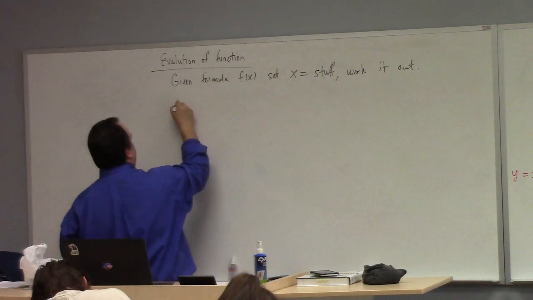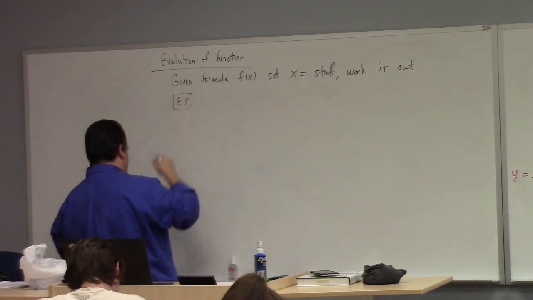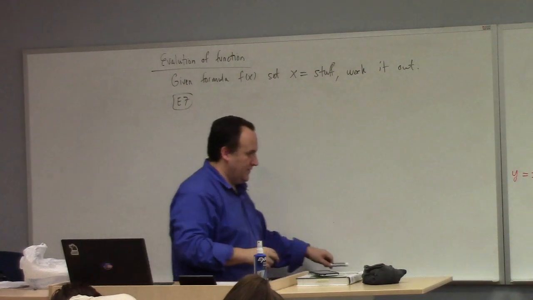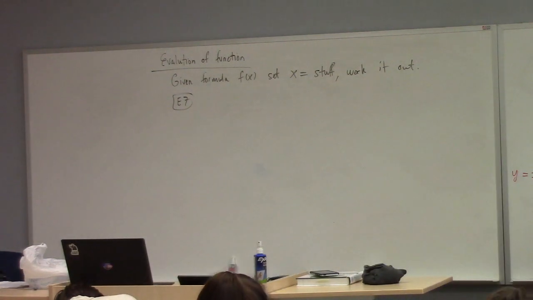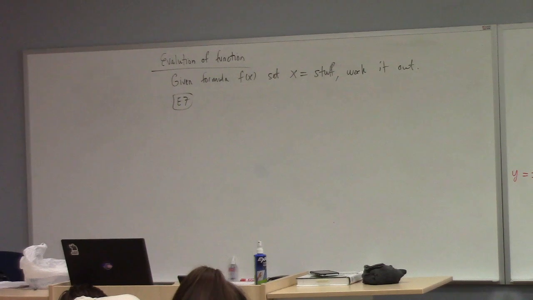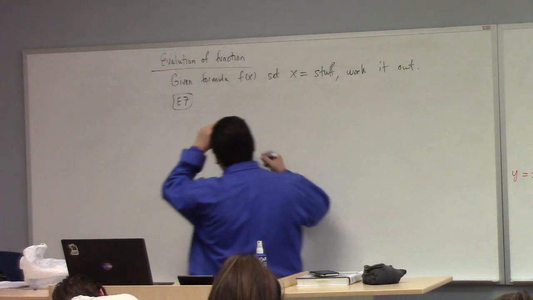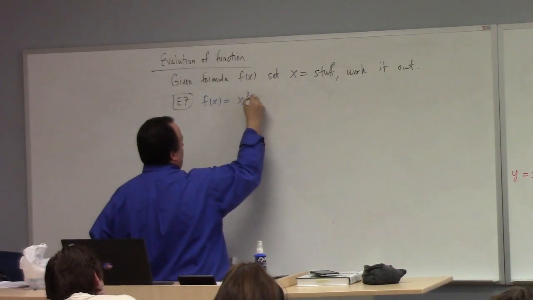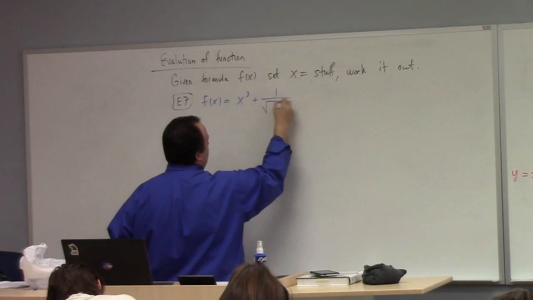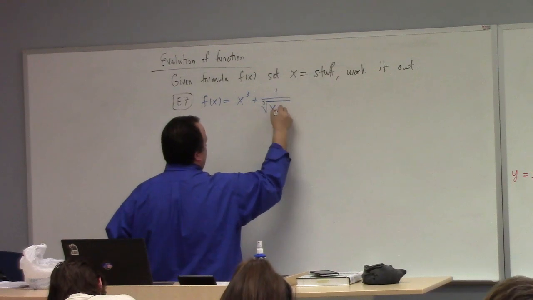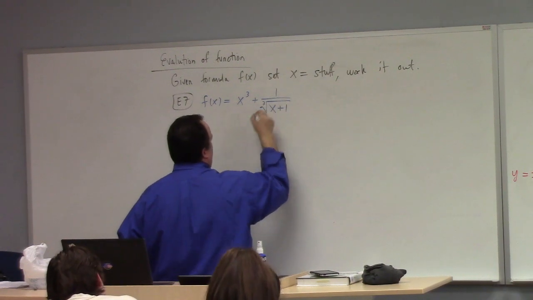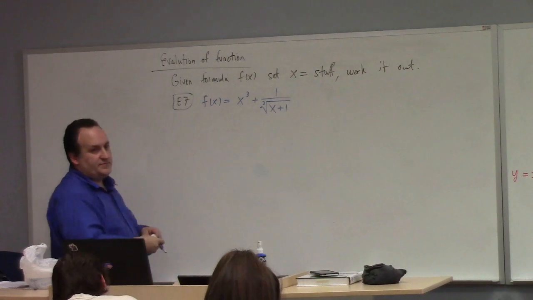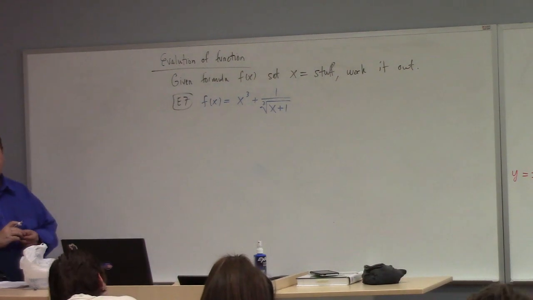So example 7, let us suppose that we have a function. And here, let me work with one I don't want to graph. f of x equals x cubed plus 1 over the cube root of x plus 1. All right, here's a function. Kind of an ugly one.